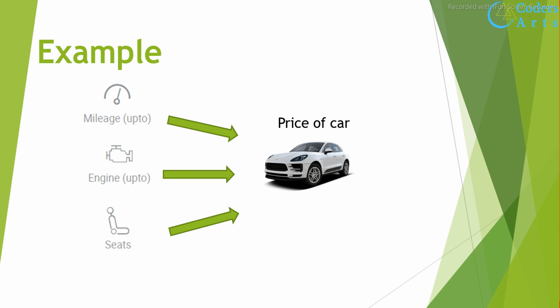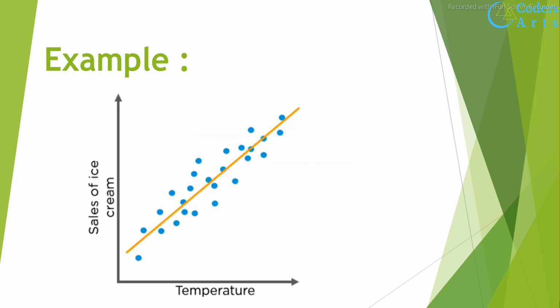Let's see another example of regression analysis. Predicting the sale of ice cream based on the temperature of the day. Here the temperature is the independent variable, while how much sale of ice cream you make is the dependent variable. To predict the sale of ice cream, we need to collect past data on the sale.